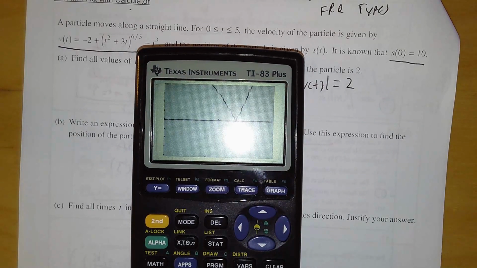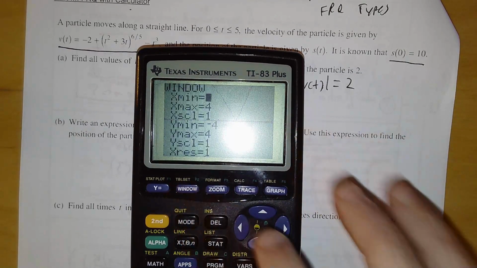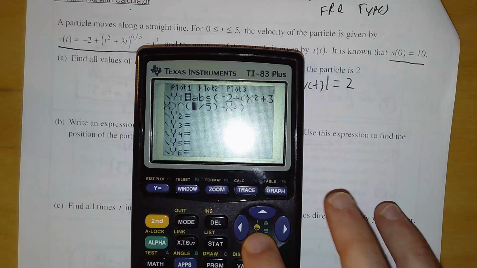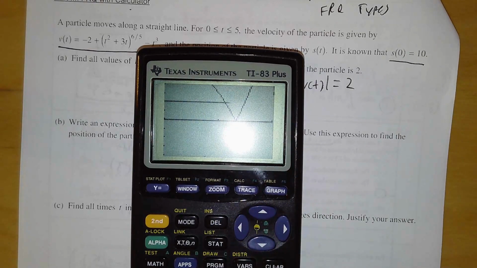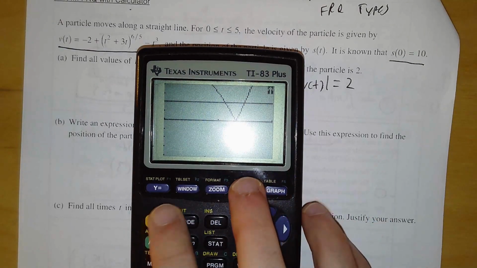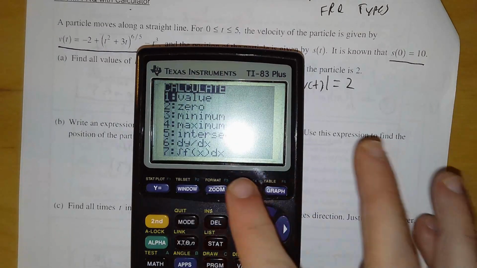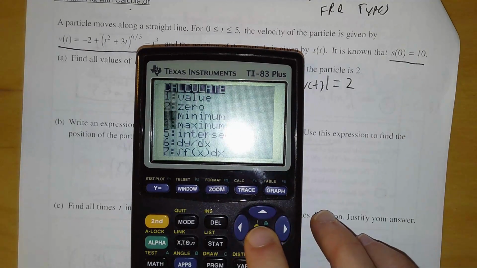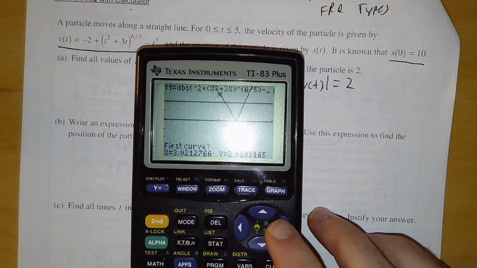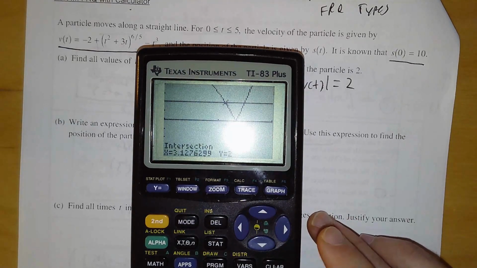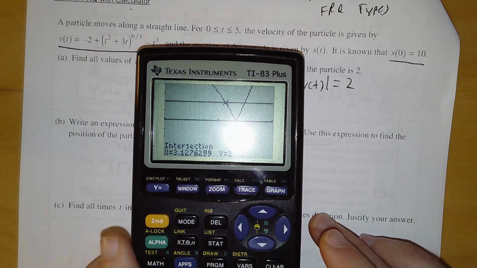Right, so I want to find everywhere that is equal to 2. My window looks a little, well, it's actually fine. My y-max is 4. So I'm going to set another one called 2, because we need to find out where it equals 2. There we go. Second trace to get to calc, and then we're going to go down to intersect. Then I'm going to move this over, and you move it close to where you think it intersects. You go enter, enter, enter. And that's the intersection, 3.128.